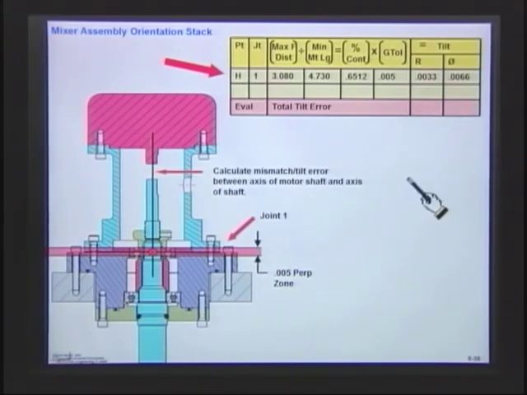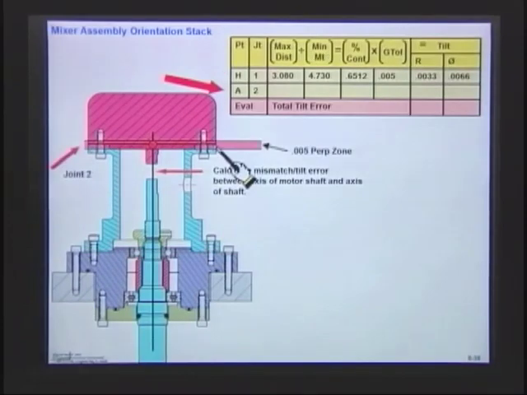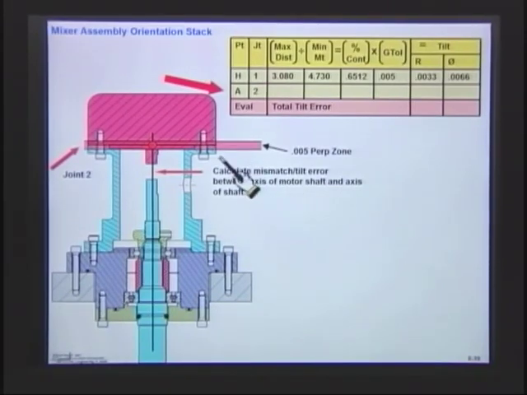All right, now we have to look at the next one, and we're going to take a look at joint number 2. So joint number 2 is the one that we're going to do next. Now this joint number 2, if you remember on our drawing, we took a look here, and that had a 5,000 perpendicularity on that. Now you kind of have a choice here. I'll leave it up to you.